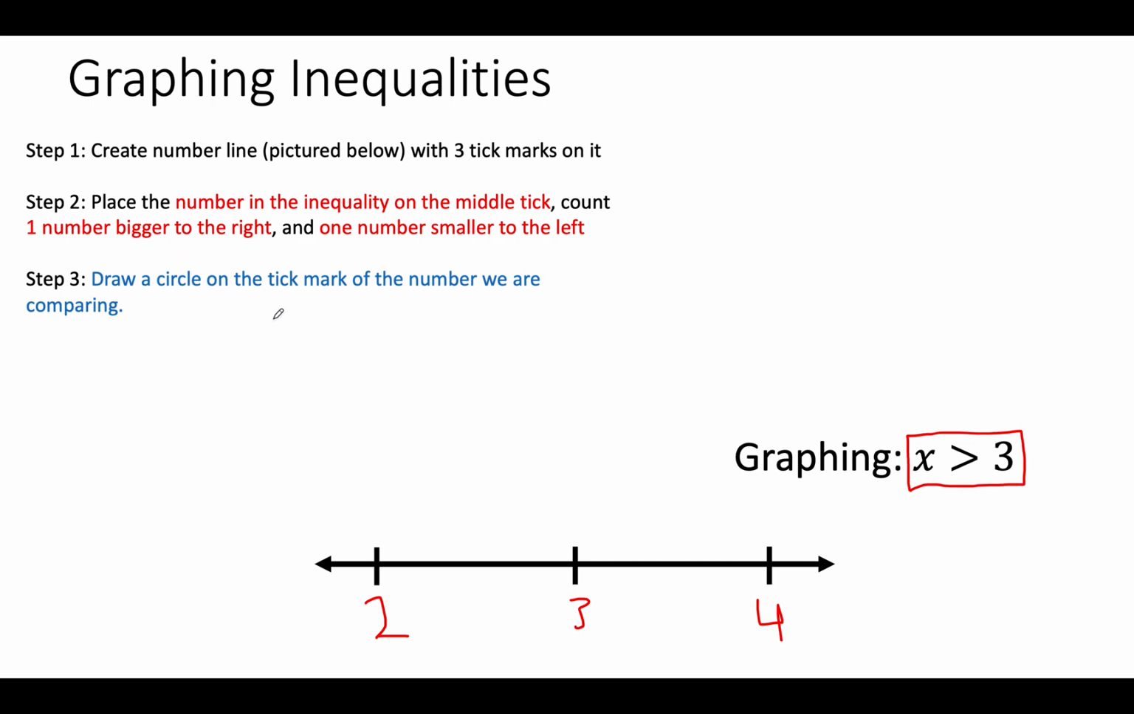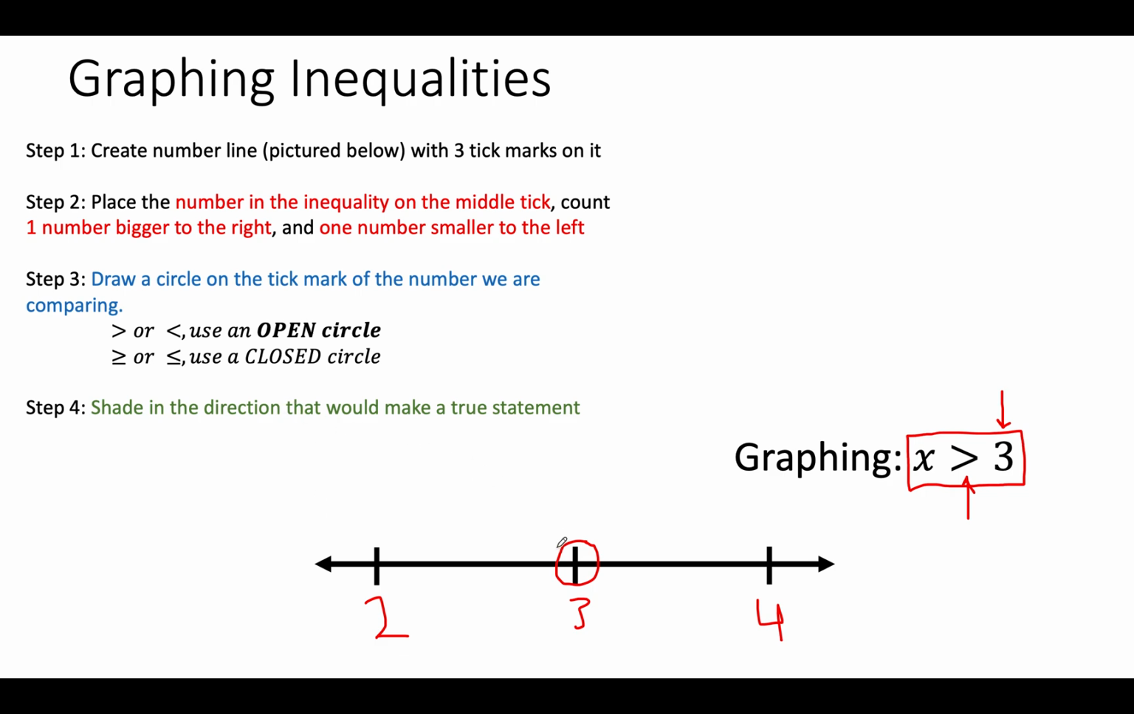Next step, we are going to draw a circle on the tick mark with the number we are comparing. And remember, if we have a greater than or less than, we're going to use an open circle. A greater than or equal to, or less than or equal to, we're going to use a closed circle. In this instance, we just have a greater than, which means 3 is not a solution. So we're going to make an open circle. Your circle will always go on the middle number if you do this correctly. So remember, we're putting this 3 in the middle, and your circle should always be in the middle, and we count one number up and one number back.